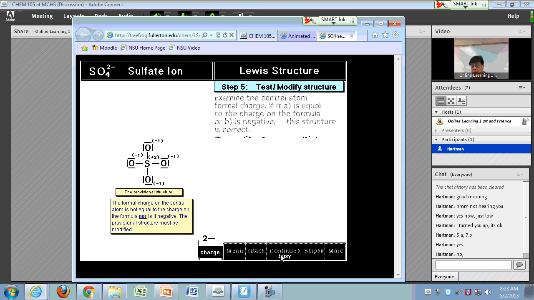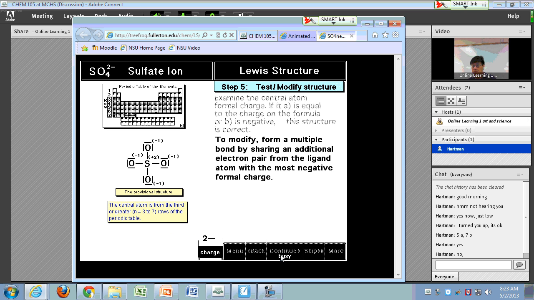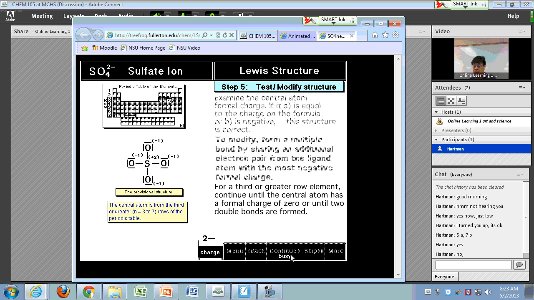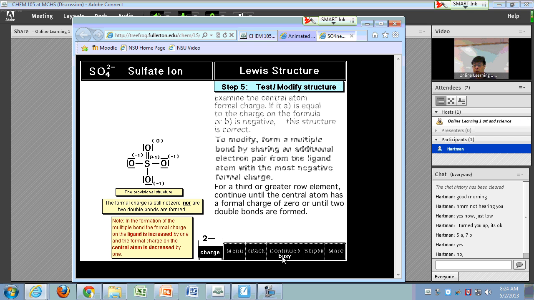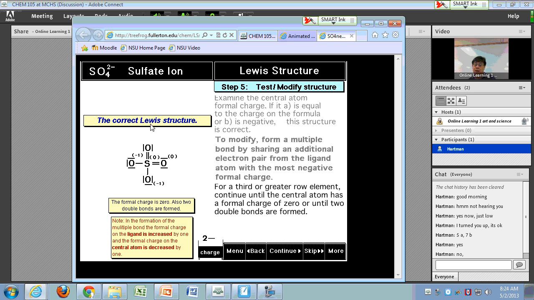So what you do is move some of the electron lone pairs from the ligands to bonding pairs between the central atom and the ligand. So you can have up to 2 double bonds, so you can lower your formal charge. You want your formal charge to go to 0 if you can. And then you can move another lone pair into a bonding pair, and it becomes a double bond. So the correct Lewis structure has 2 double bonds and 2 single bonds, but this is just one of many possible resonance structures, because you could have put the double bonds here and here, or here and here.